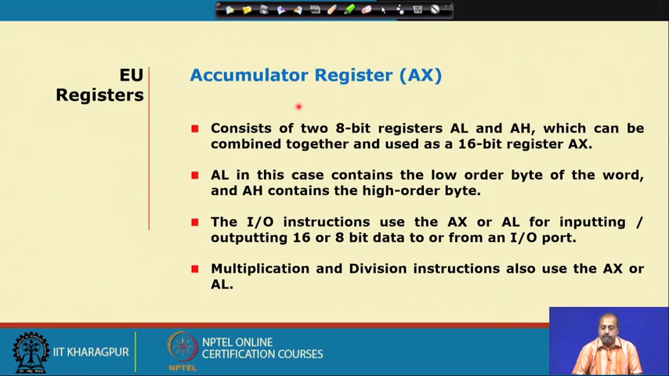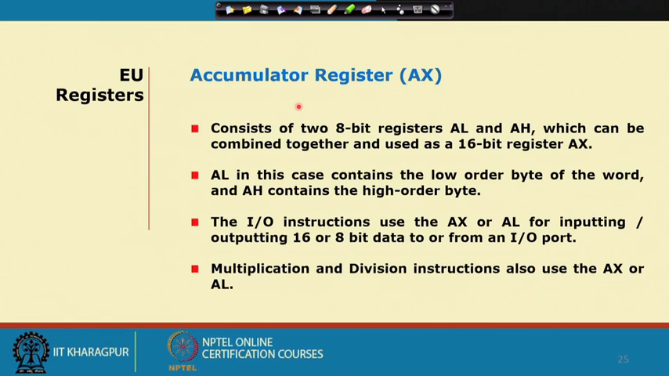The IO instructions use that AX or AL for inputting or outputting 16 or 8-bit data to or from the IO port. So, you can have a 16-bit IO port, you can have an 8-bit IO port. If you are having 8-bit IO ports, then you have to use the AL register for outputting the value, and if you are outputting a 16-bit value, then the AX register can be used.